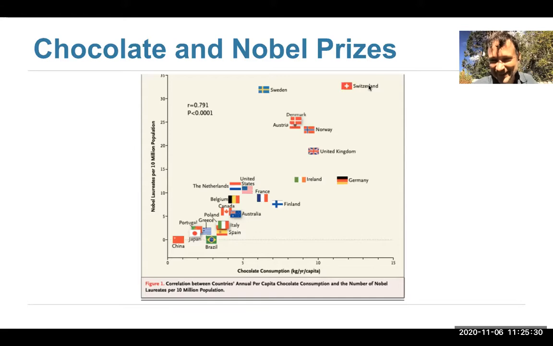Yay, Halloween? Chocolate equals big brain. No. It's just showing that there's an association. But that doesn't necessarily mean that eating chocolate makes you smarter. There could be any number of other confounding factors. Switzerland is different from other countries in a lot of ways. They're a very wealthy country, and you could imagine that higher income would correlate with more disposable income, so more luxuries, so more eating chocolate, and would also correlate with better education systems and more opportunities and more Nobel laureates.